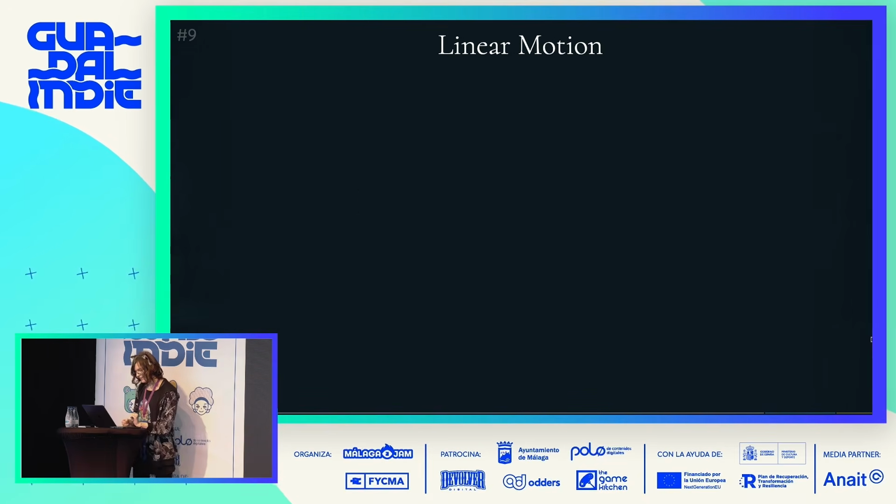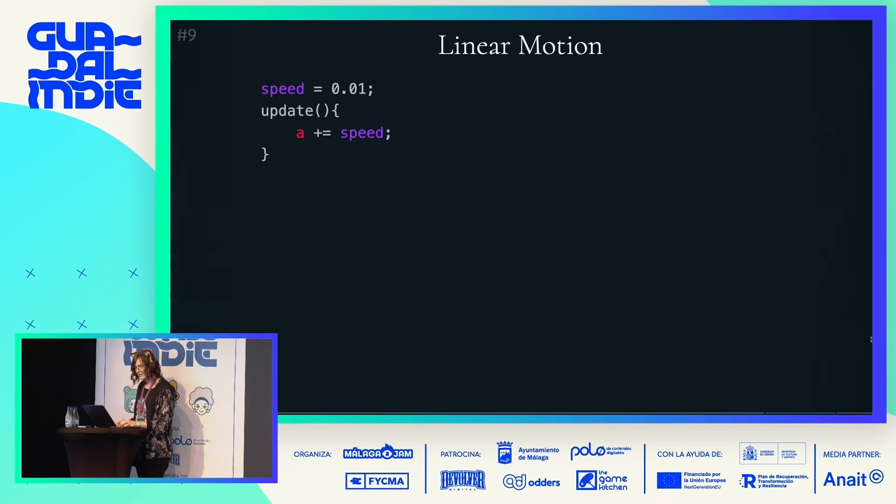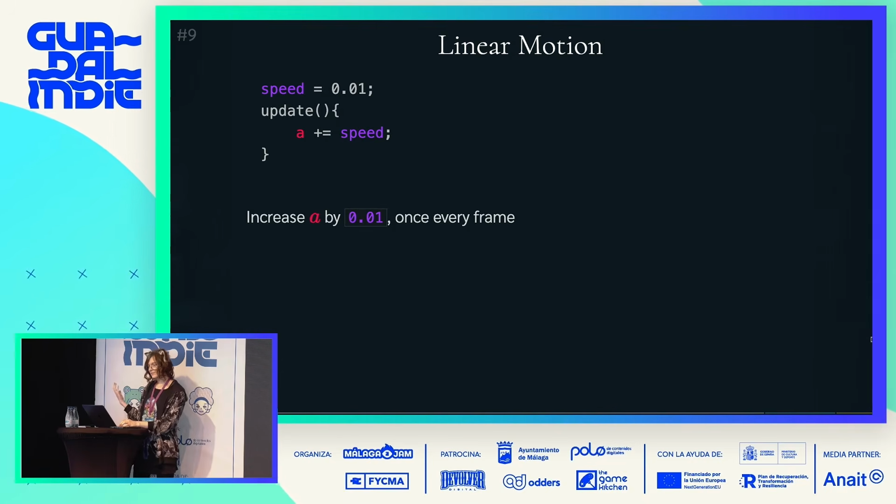So all right, before we try to solve Lerp smoothing and fix that, let's just take a look at a more simple example, linear motion. So in linear motion, you can write that in an update loop. You have some speed value. It's 0.01 in this case. And then on every frame, we increase a value by speed. OK, so this basically says increase A by 0.01 once every frame.